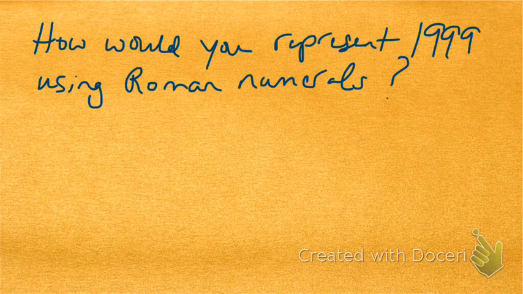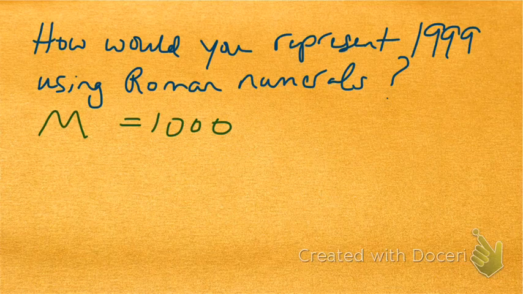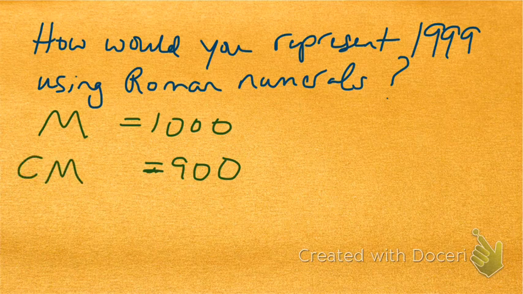Just a second. To represent 1,999 using Roman numerals, I better think about it. First, I need the 1,000. To represent 1,000, I'll use an M. I've got 900s. To represent 900, I need to take 100 away from 1,000. That would be a C in front of an M.